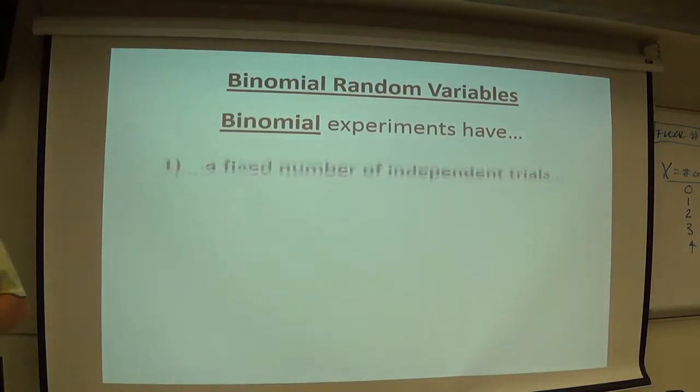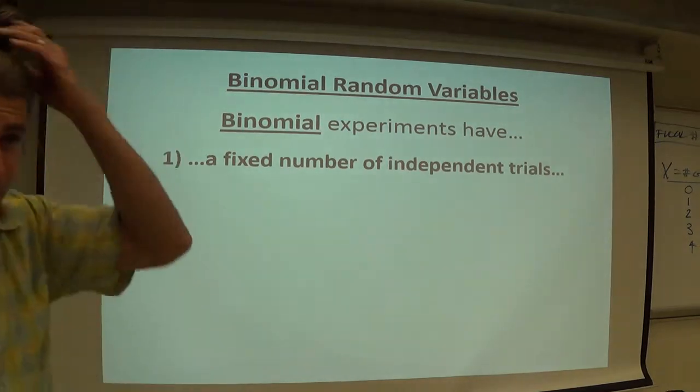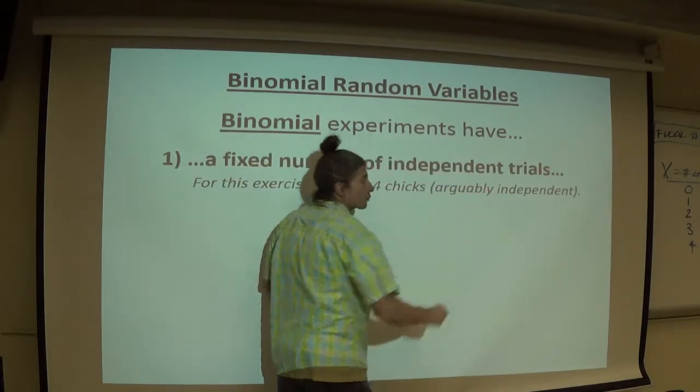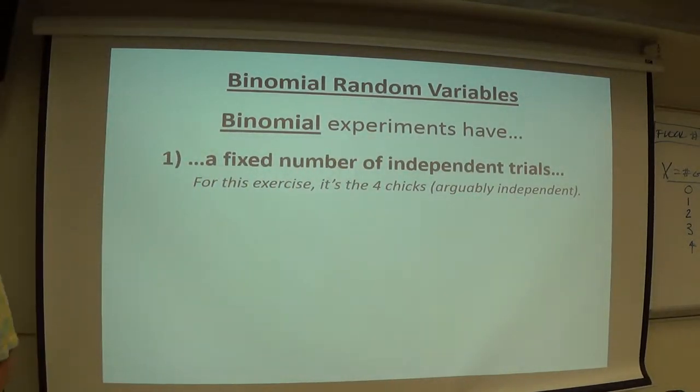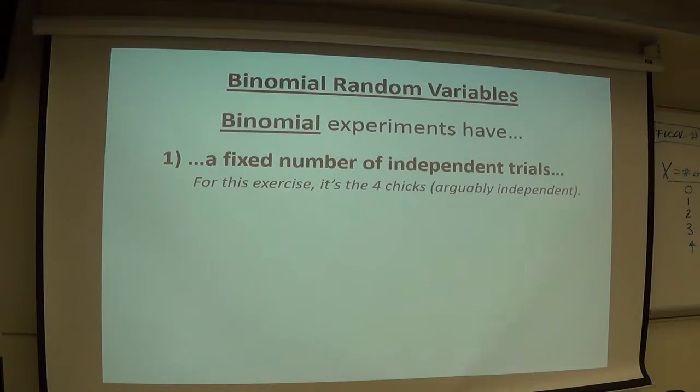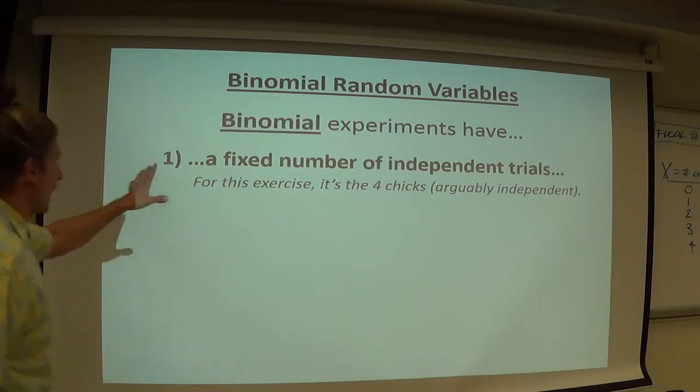On Wednesday. First of all, in order to make them binomial, you have to have a fixed number of independent trials. So I told Max to go in and get 4 birds. I did not tell him to go in and fill the box until he couldn't fit any more birds in it, because knowing my son, he'd come out with 20 and they'd all be dead. So I said, go in and get 4. That's the number of trials, 4. Go get 4 birds. So, it's 4 chicks.